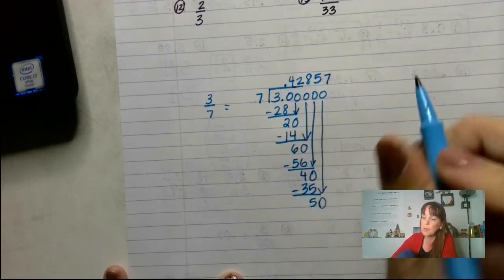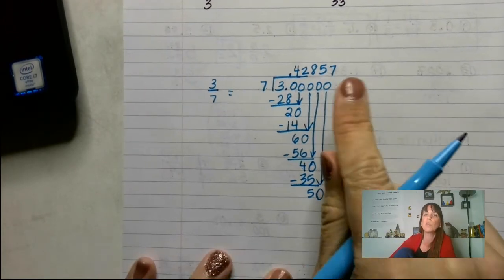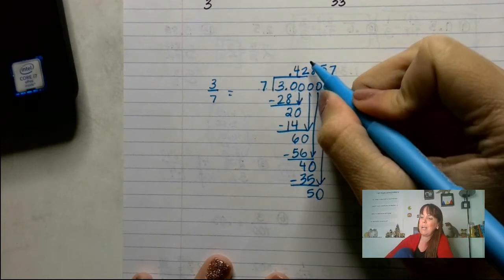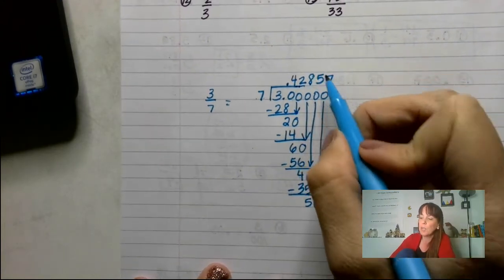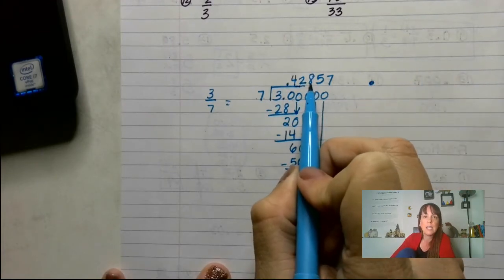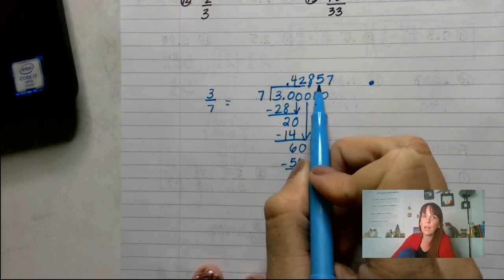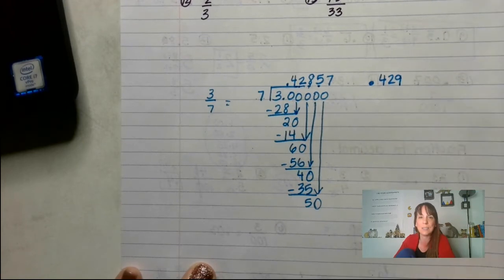7 goes into 50 7 times, blah, blah, blah. It's going to keep going on. It actually does repeat, but at this point, when something like this happens, I would round it to the nearest hundredth or thousandth, one of these two. So if we're going to round this to the nearest thousandth, is that going to stay 8 or is it going to go up? Well, we look to the one next to it, it's a 5, so it's going to get boosted up. So it's going to be 429 thousandths.